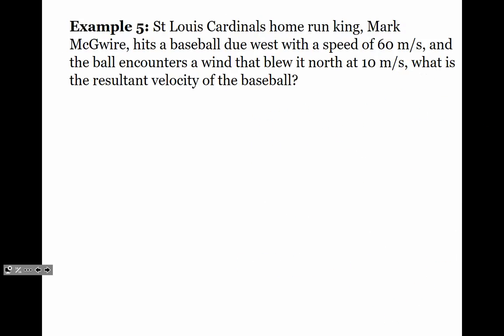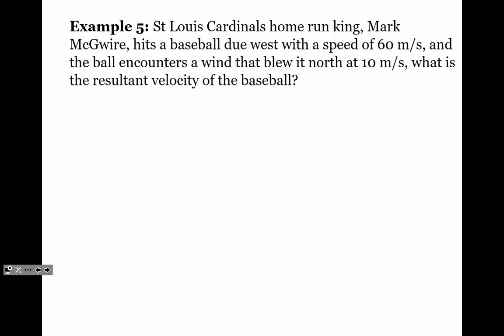So let's go to example 5. Example 5, we have the St. Louis Cardinals home run king, Mark McGwire. He hits a baseball due west with a speed of 60 meters per second, and the ball encounters a wind that blew it north at 10 meters per second. What is the resultant velocity of the ball? And on example 5, because of velocity, yes, we're going to find the location. We're going to find the direction, okay? So let's do it.